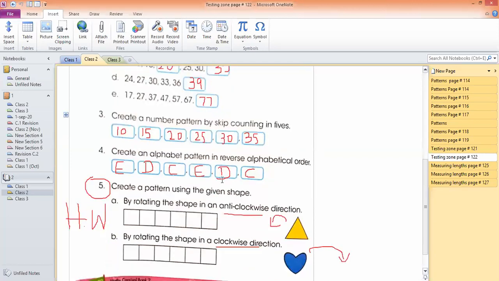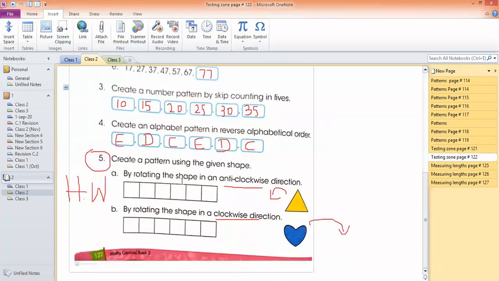Question number 3 was about skip counting in fives by making your own. I made this: 10, 15, 20. You can make 50, 55, 60, 65, 70, 75 like this. Same for the alphabet pattern in reverse alphabetical order. I wrote E, D, C. You can make any, like Z, X, Y or W, T, U, V. So you can say V, U, T. Like this, any alphabetical pattern you can make with 3 alphabets.